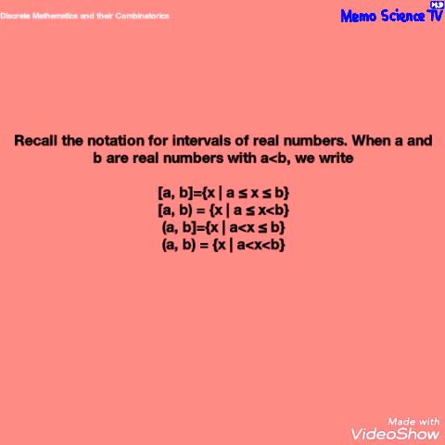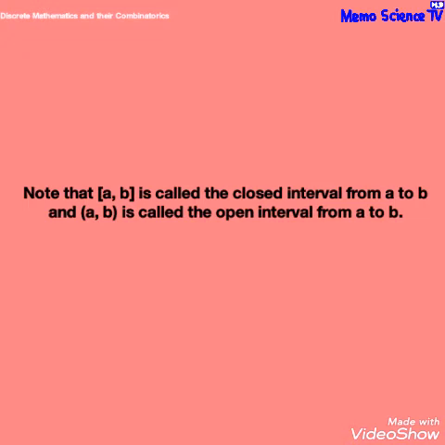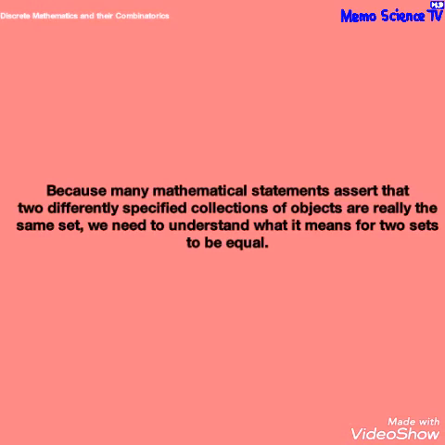Recall the notation for intervals of real numbers. When a and b are real numbers with a less than b, we write the closed interval [a, b] as the set of x with a ≤ x ≤ b, and the open interval (a, b) as the set of x with a < x < b. Note that [a, b] is called the closed interval from a to b, and (a, b) is called the open interval from a to b, as we have stated.